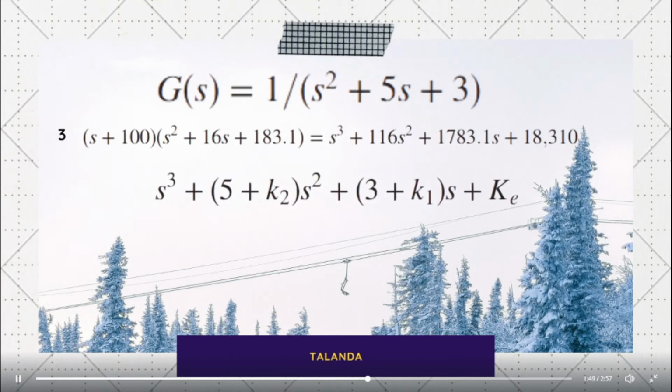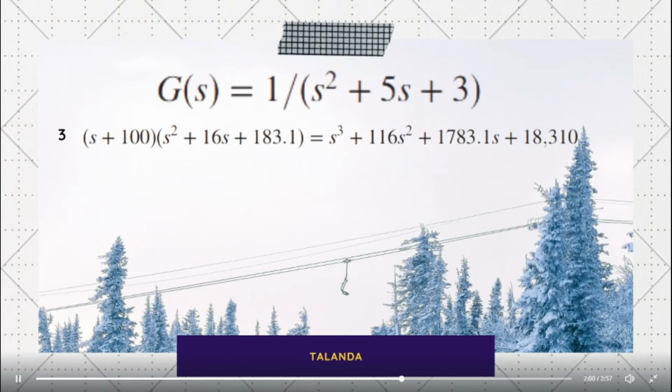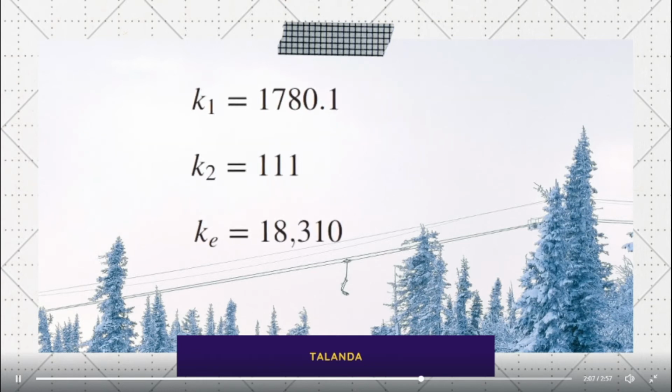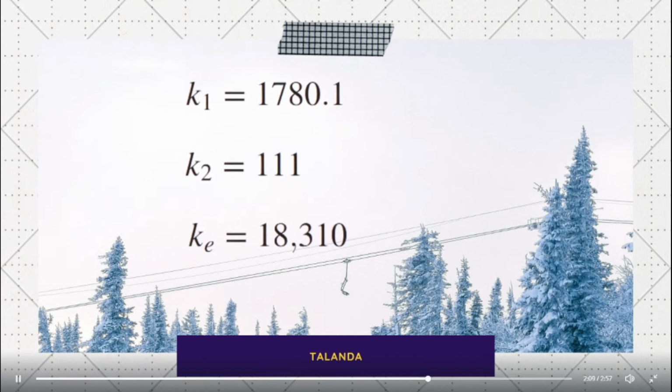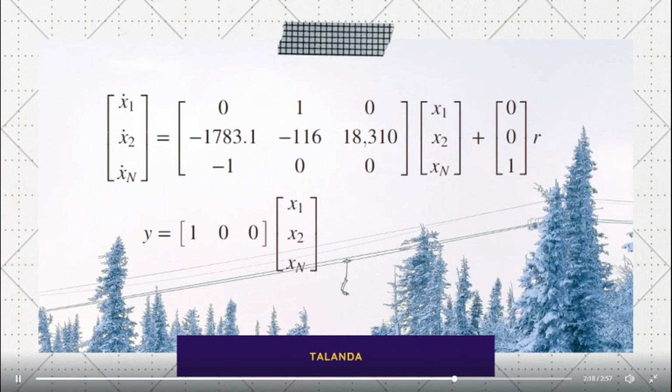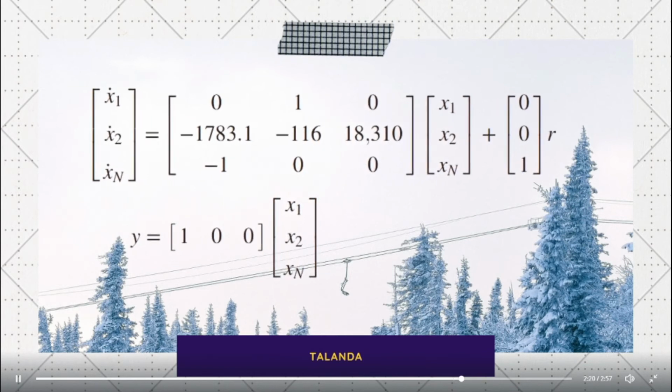We can now obtain the characteristic polynomial of the system. It is s cubed plus the quantity of 5 plus k sub 2 times s squared plus the quantity of 3 plus k sub 1 times s plus k sub e. This will be our equation 4. After matching the coefficients of equation 3 and 4, we can acquire the following values as shown below. K sub 1 equals 1780.1, K sub 2 equals 111, K sub e equals 18,310. By plugging these values, we get the following closed loop integral controlled system.